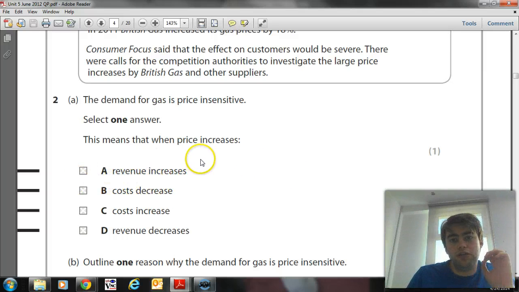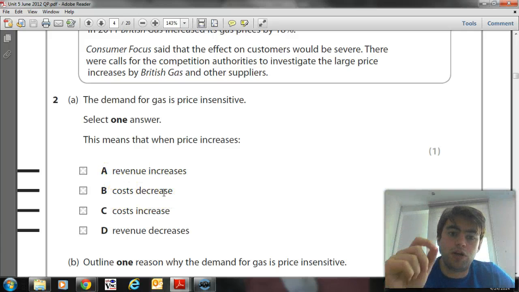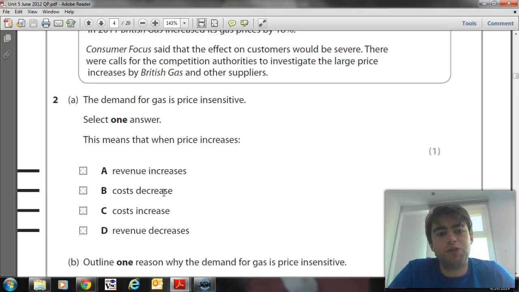So you need to be clear. Now, if they say profit increases or revenue increases, they're trying to trick you. When we're talking about price sensitivity, we're always talking about revenue. Because just because we've got an inelastic product or a price insensitive product and we're raising prices, yes, it will increase revenue, but we don't know whether it increases profit.